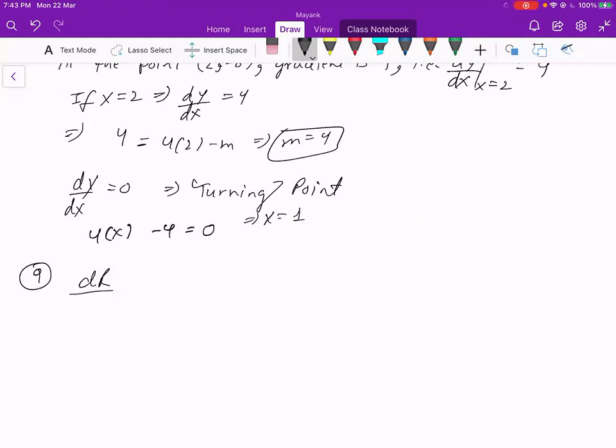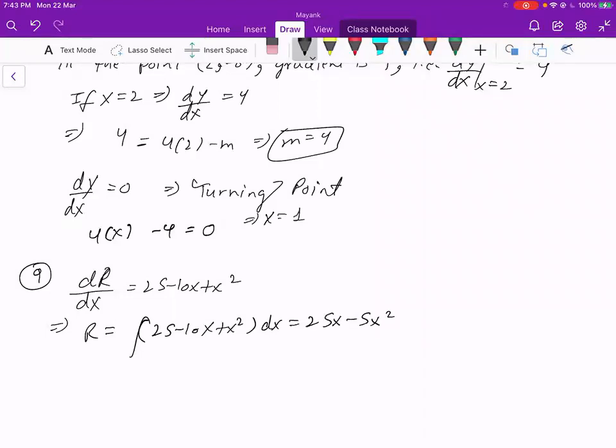So dR by dx is equal to 25 minus 10x plus x squared, x greater than or equal to 0. Then R will be the integral of 25 minus 10x plus x squared. That will give you 25x minus 5x squared plus x cubed by 3 plus c.